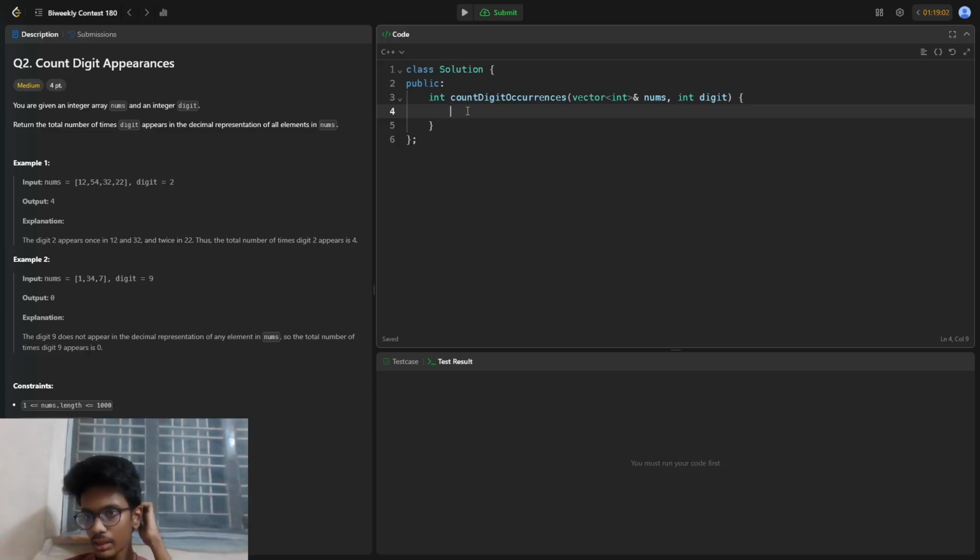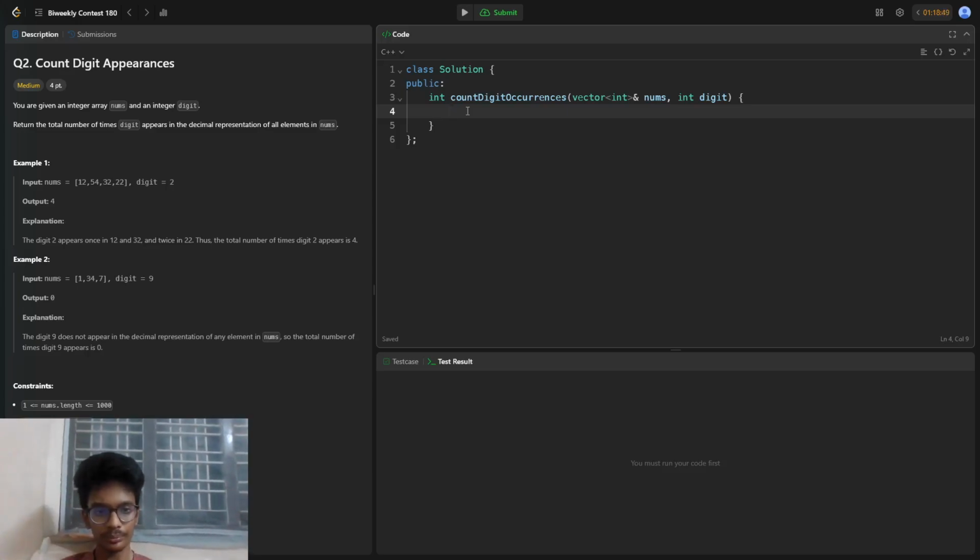Count digit appearances. You are given an integer array nums and an integer digit. Return the total number of times digit appears in the decimal representation of all elements in nums. Okay, so what are the constraints? Nums length is 1000, and each value is up to 10 power 6.